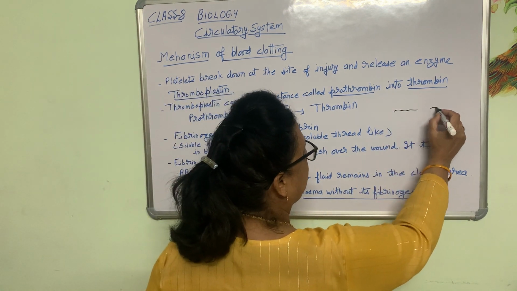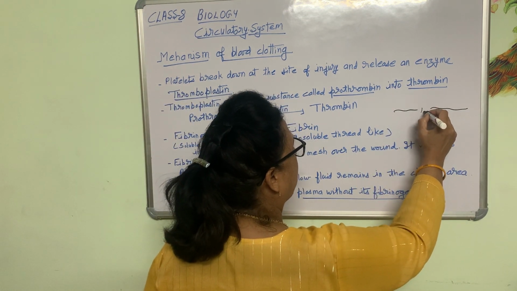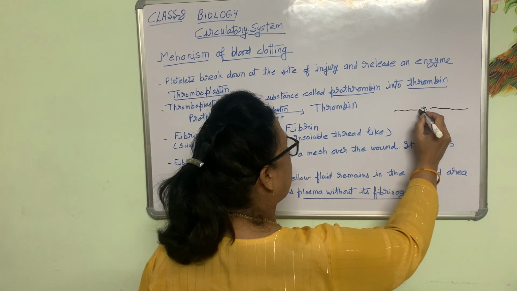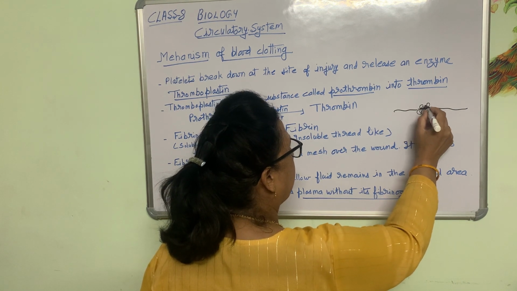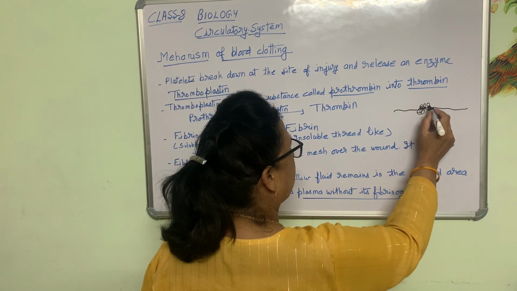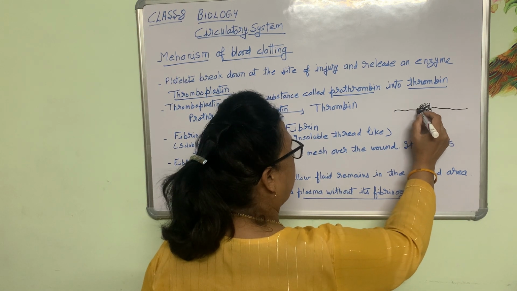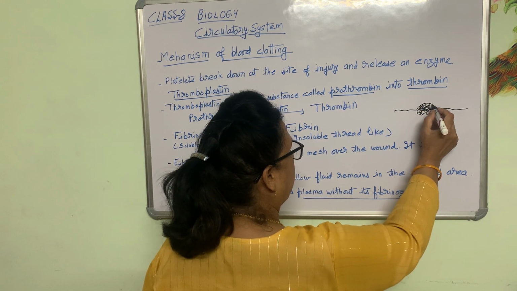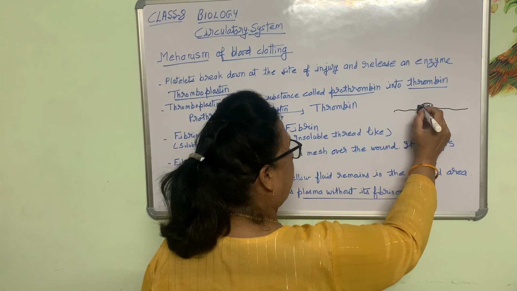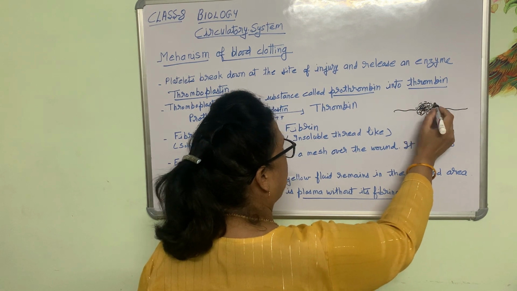Suppose this is the site of the injury. Here the blood is oozing out. Then what happens? A network is formed. Within this network, blood corpuscles come in contact. Then a clot forms and the blood is not able to flow. And then serum oozes out after the formation.